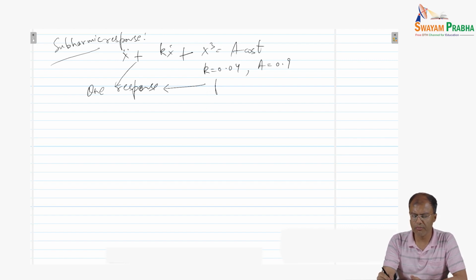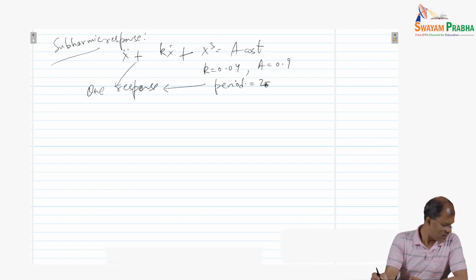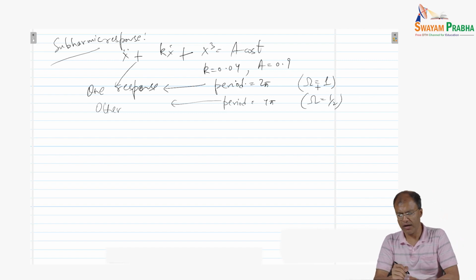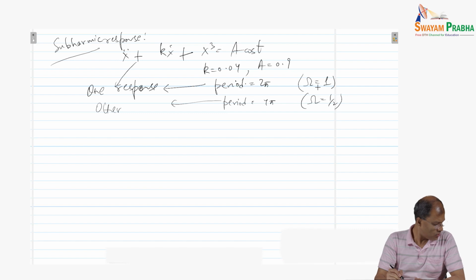So one response has period equal to 2 pi, and the other has period equal to 4 pi. So here omega is half. The frequency is half. Here the angular frequency comes out to be 1, right?